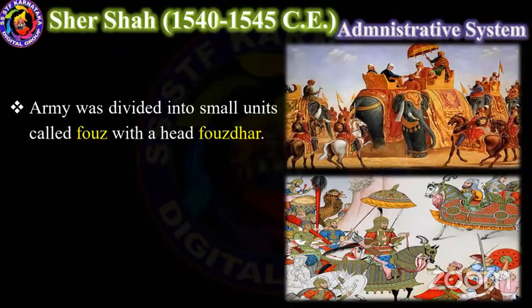His entire army was divided into small units called a force, with a head of that force. There were divisions in the army: 10 soldiers formed one unit under a leader, and 5 such leaders formed a group under one head. For every 1,000 soldiers, they would appoint one commander. Like the units in society, force is very important, and the head of that force was called a Faujdar.